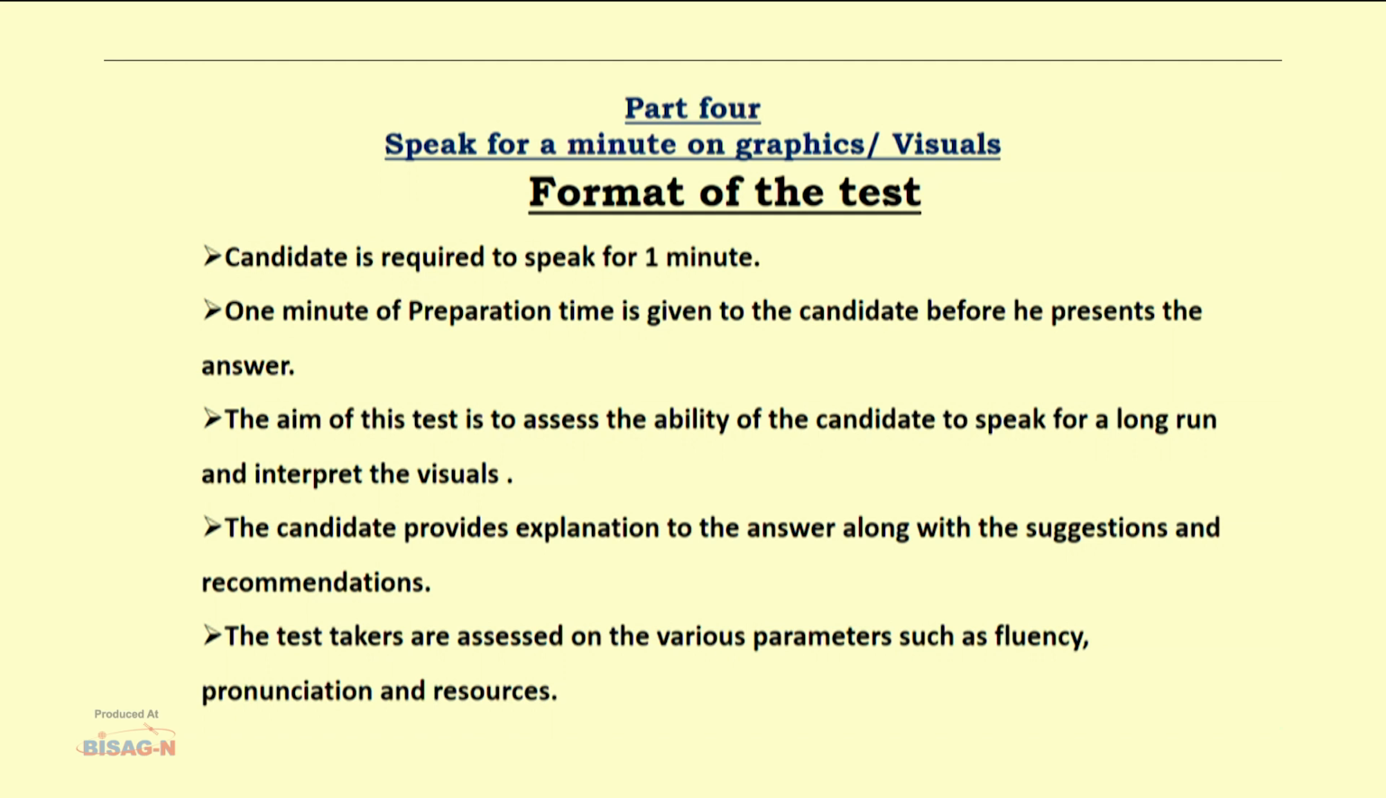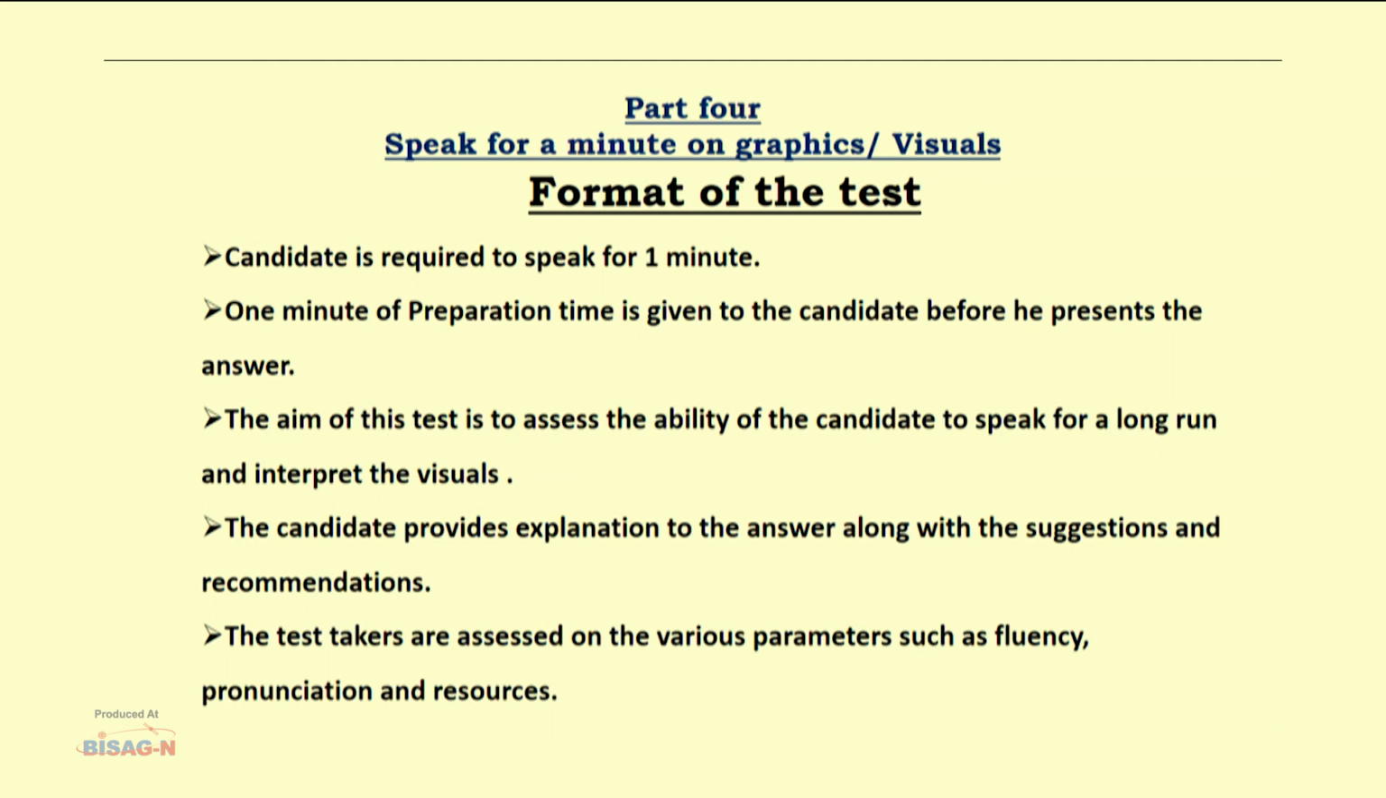Candidate is required to speak for a minute. As mentioned earlier, all the candidates are asked to give their answer for 1 minute. Make sure you do not stop within that 1 minute. You will not stop before the minute is over or before the timer goes off.